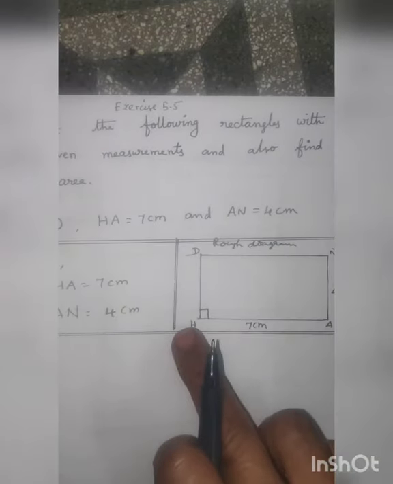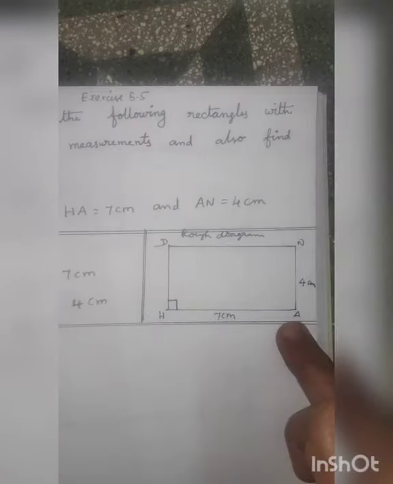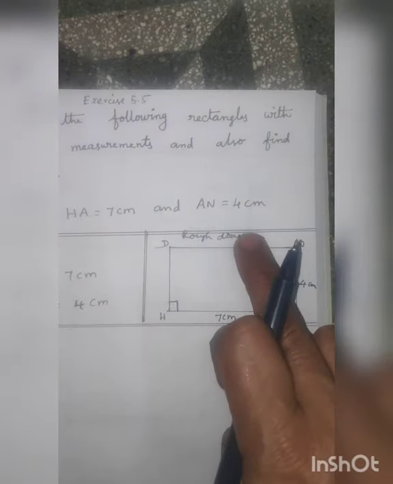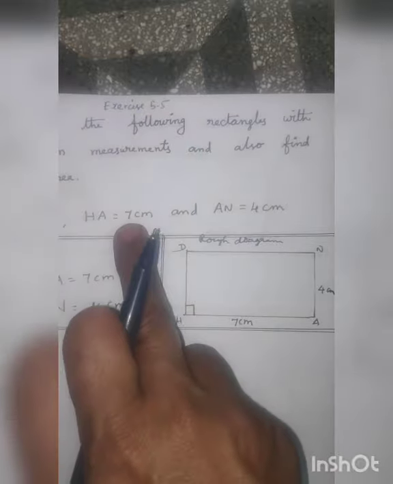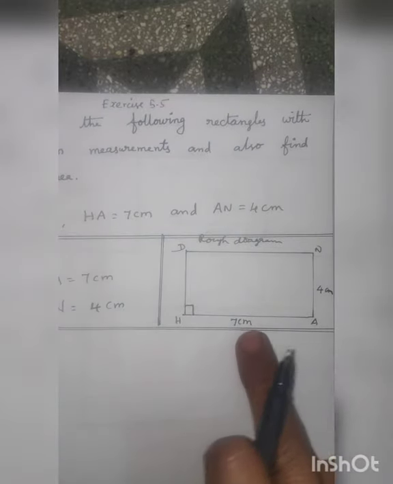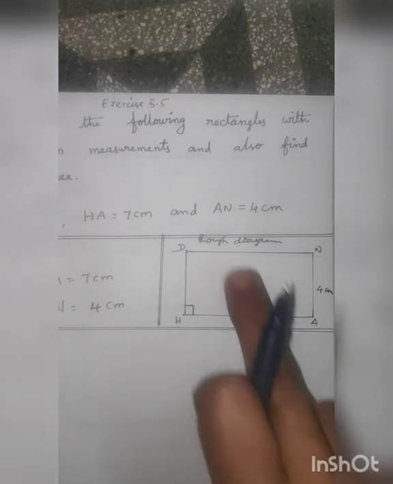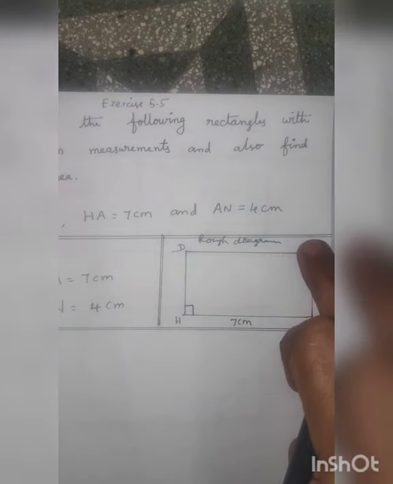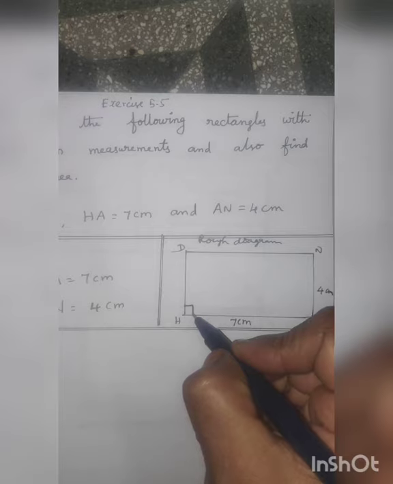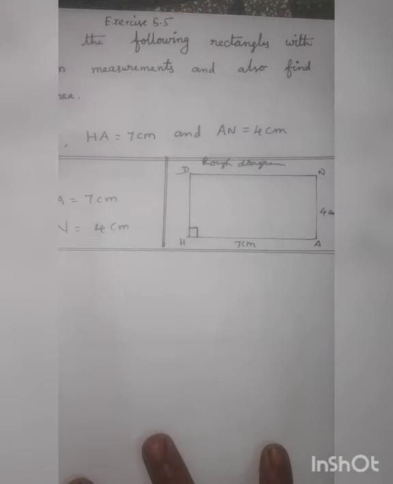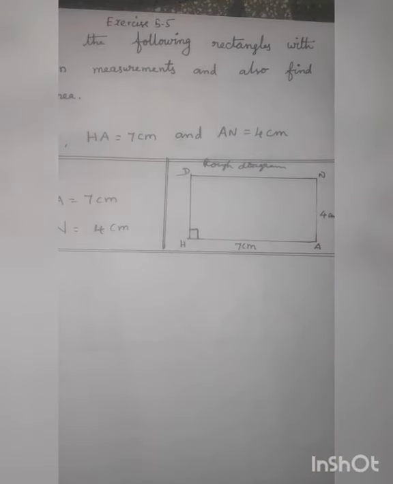You draw one rectangle. There you write the first point, HAND. Draw the rough diagram. Mark the points. HA equal to what is given? 7 centimeter. You write HA, 7 centimeter. AN equal to 4 centimeter. Put in the perpendicular symbol; you must draw the perpendicular line also. See the sum now.